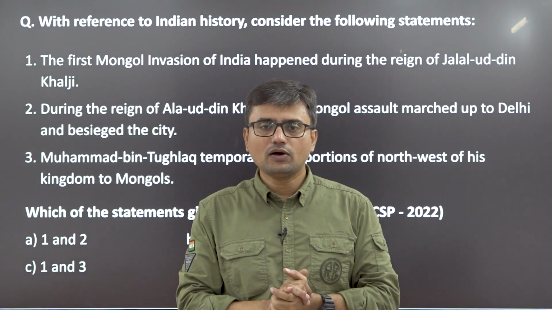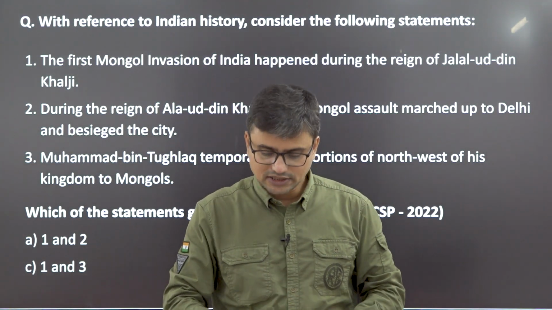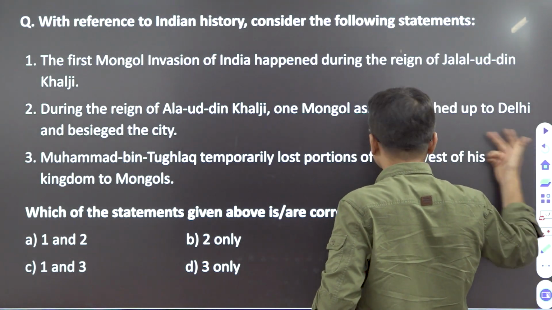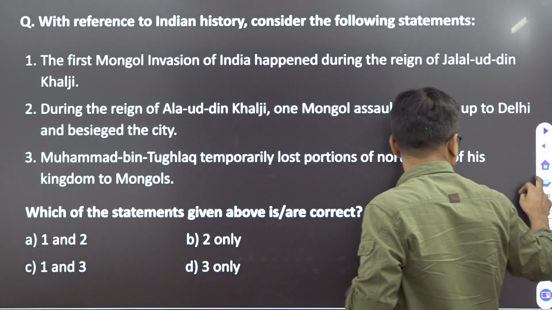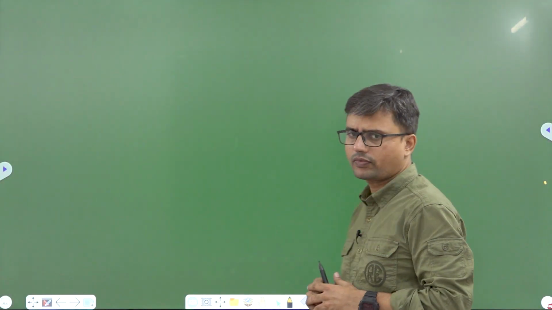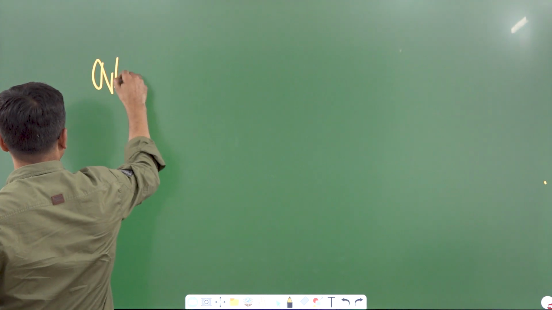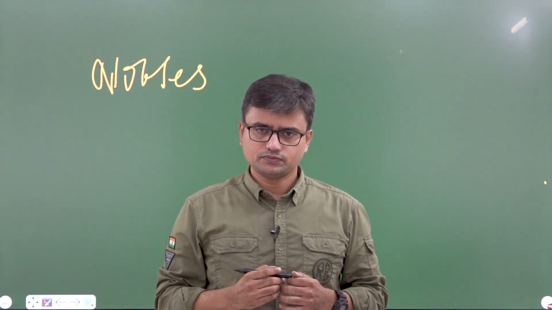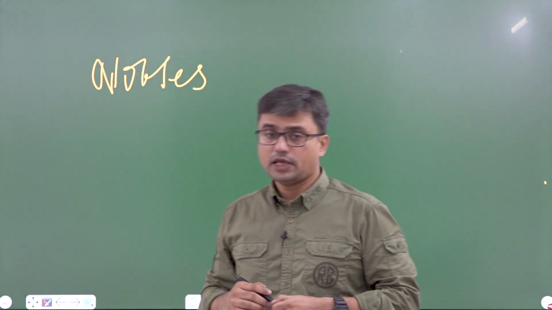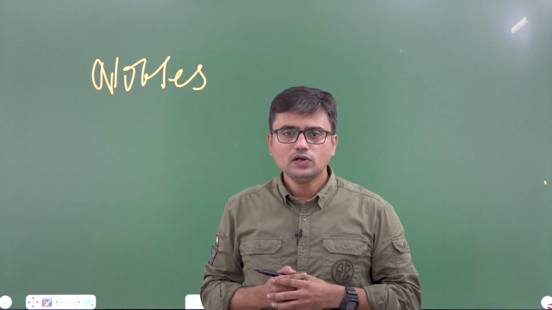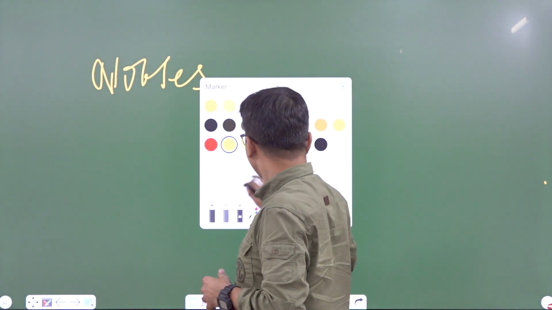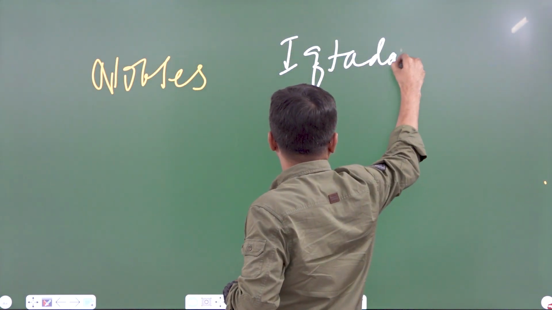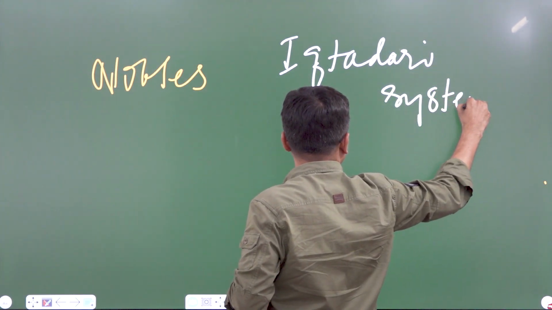And the king started depending on the nobles for their support. Why? Because most of these attacks they had lost. Now the king has to depend on the nobles for military support. Yes or no? And he cannot go against the nobles. So the king continued the Iqtidari system. So the Iqtidari system continued.